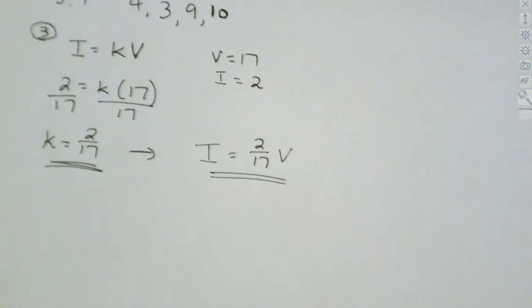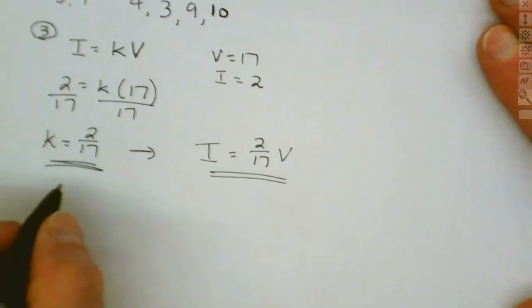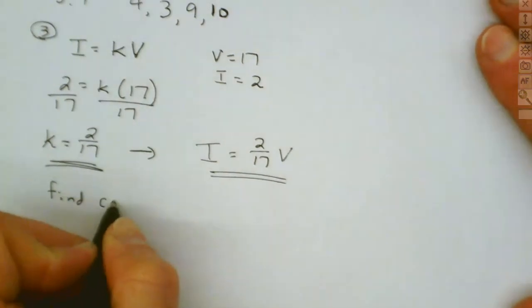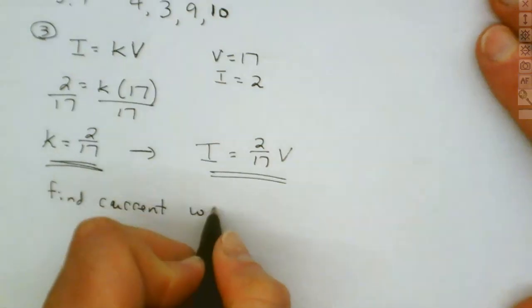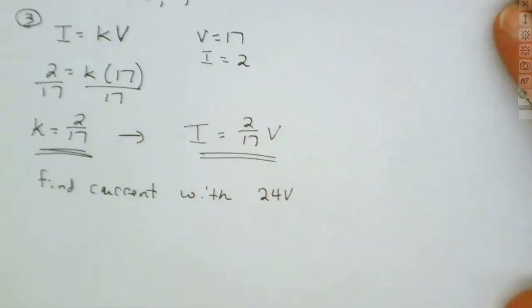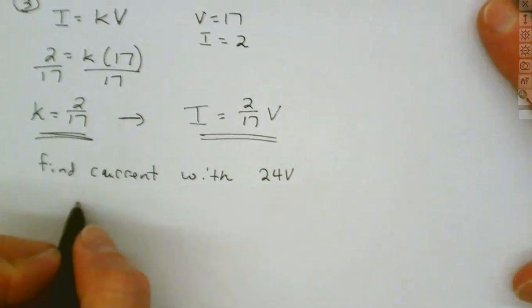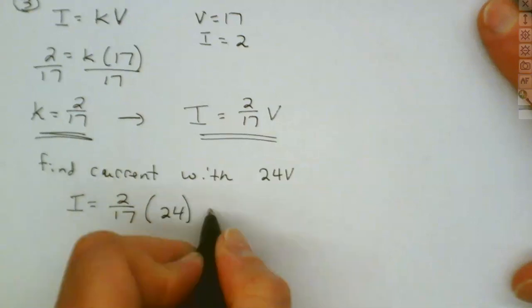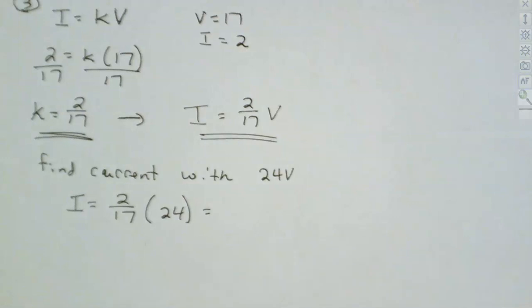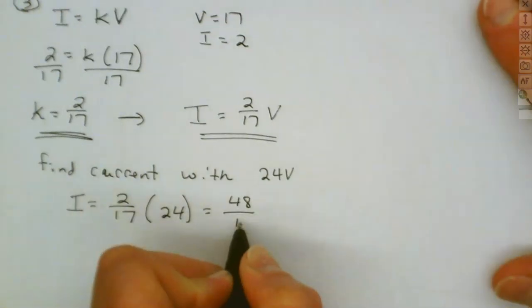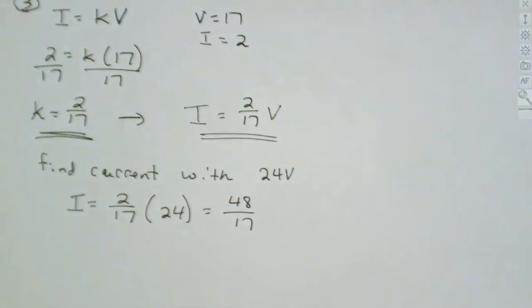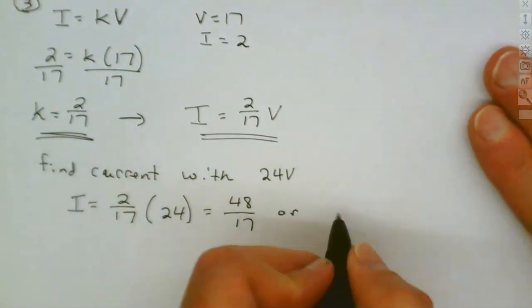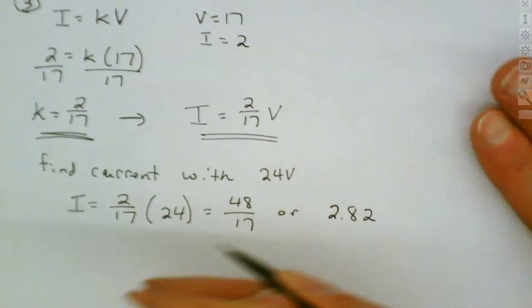what is the current? It says, what is the current when 24 volts is applied? So we want to find the current. With 24 volts. So we're going to plug in 24 for the V. So now we have I equals 2 over 17 times 24. We can clean this up a bit. So that's 24 times 2. So that's 48 over 17. And I don't think that'll break down much. Nope, it won't. Or you could write this as, it says 2 decimal places, or you could write this as 2.82 amperes.